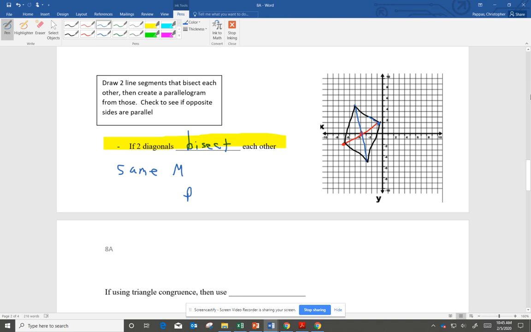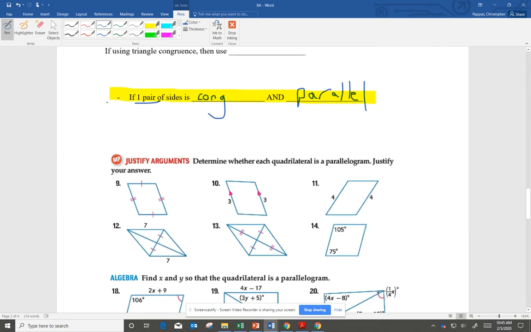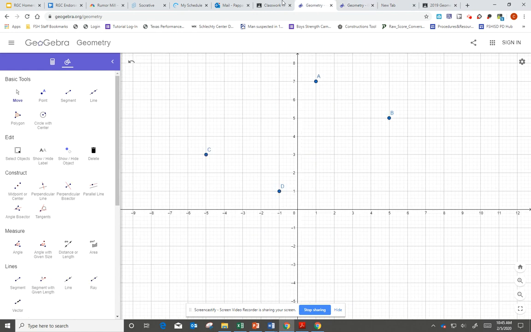Connect the corners. Okay. Last one, if I have one pair of sides that's congruent and parallel, we're going to go back to GeoGebra for that. Okay. So right here, I have this side AB, and draw a segment between A and B. And we see AB has a slope of -2, 4, goes down by 2 over by 4. Well, CD does the same thing, down by 2 over by 4. Okay. So we see those lines are parallel.